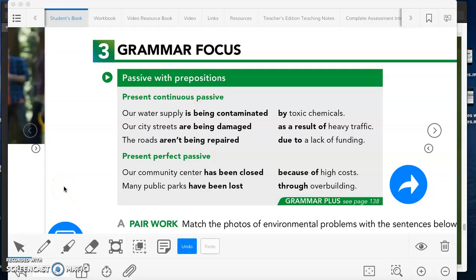Okay, so in this first grammar we have passive with prepositions. Yesterday we saw a little bit of the passive voice, and we are going to get into that right now. So basically we have present continuous passive and also we have present perfect passive. Of course, in the first one we are going to be using the present continuous, and in the second one we are going to be using the present perfect.